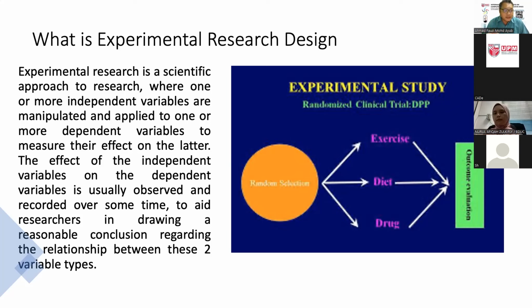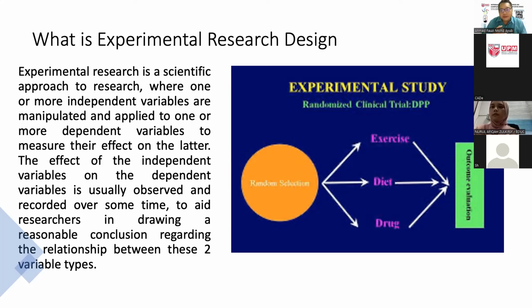So we want to see whether the intervention that we introduce in the treatment group, that one is an independent variable, has an effect on the dependent variables. For example, we want to look at performance or motivation. That will be the dependent variables. So we want to know the effect of the independent variable, the two groups, towards the dependent variables. It is usually observed and recorded over some time to aid the researcher in drawing a reasonable conclusion regarding a relationship between these two variable types.